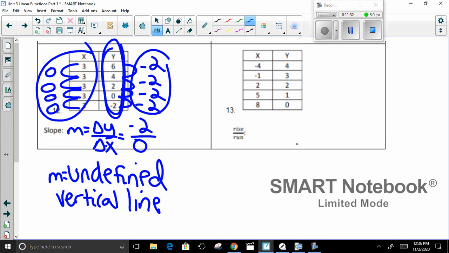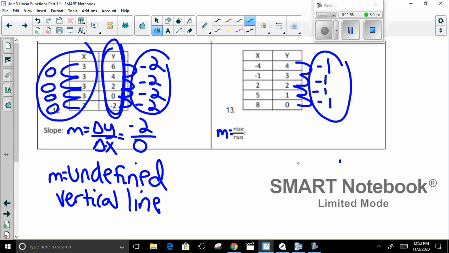All right, here's number 13, give it a try. So my m, my rise over run, my change in y over change in x. Change in y: 4 to 3, I am subtracting 1. 3 to 2, I'm subtracting 1. 2 to 1, I'm subtracting 1. 1 to 0, I am also subtracting 1. So I'm doing the same thing every time on the y. So minus 1 goes for your rise.